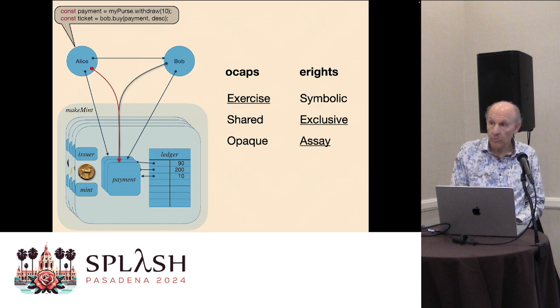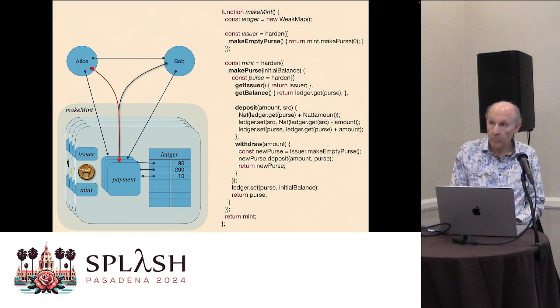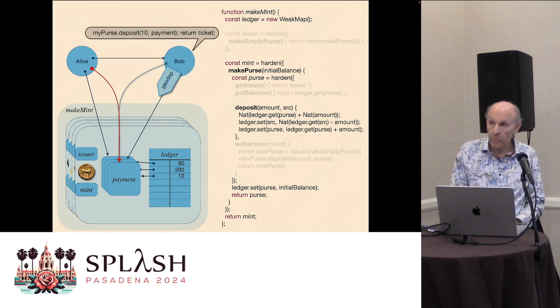What he needs is something at the E-rights level of abstraction. He needs the rights that Alice tried to convey by sending him the payment, and he needs those rights exclusively. He needs to know that Alice no longer has those rights, and he needs to know what rights it is that he's gotten. So he achieves all of this by sending the deposit message to his main purse with the payment purse as argument.